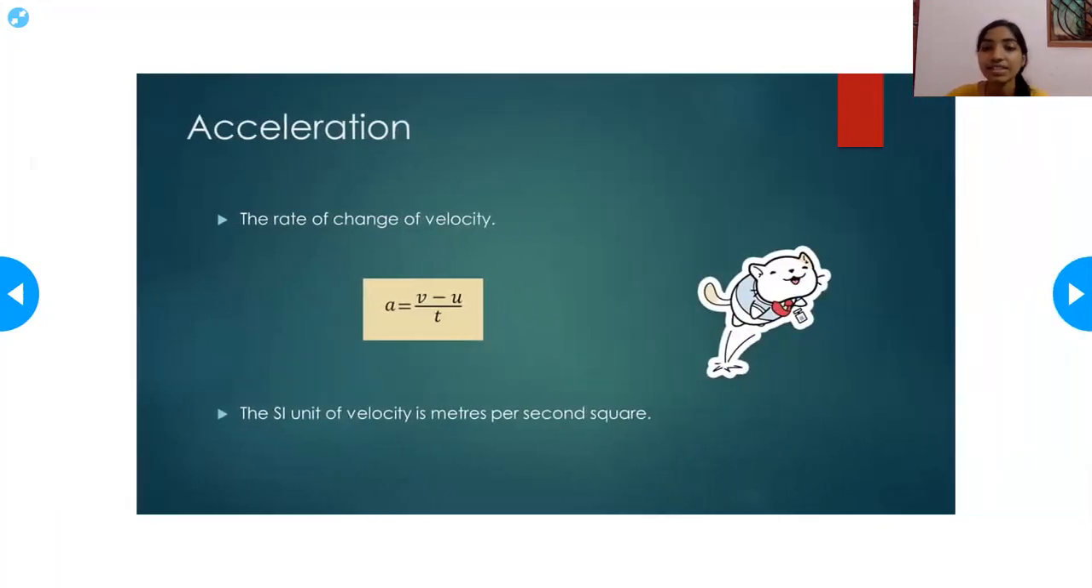Acceleration. Acceleration is, you can say, an upgraded version of velocity. It is the rate of change of velocity. Like you see, change in position is considered as velocity. Change in velocity is considered as acceleration. So, the rate of change of velocity can be calculated as the difference between final velocity and initial velocity divided by time. The SI unit of acceleration is meters per second square.